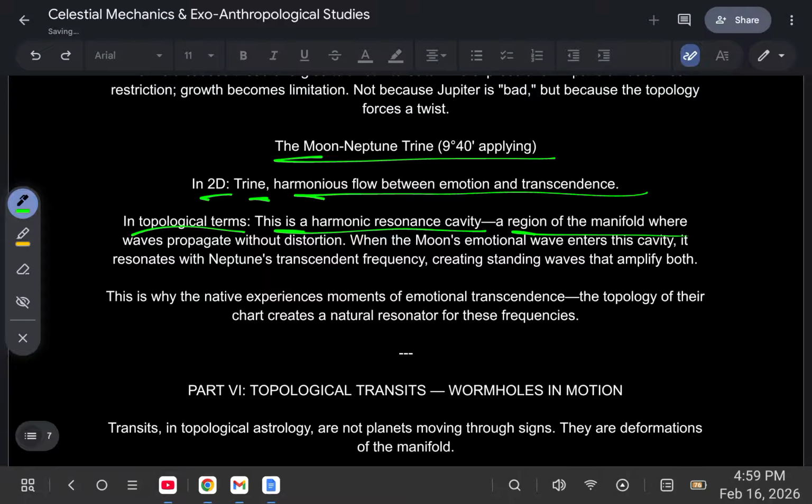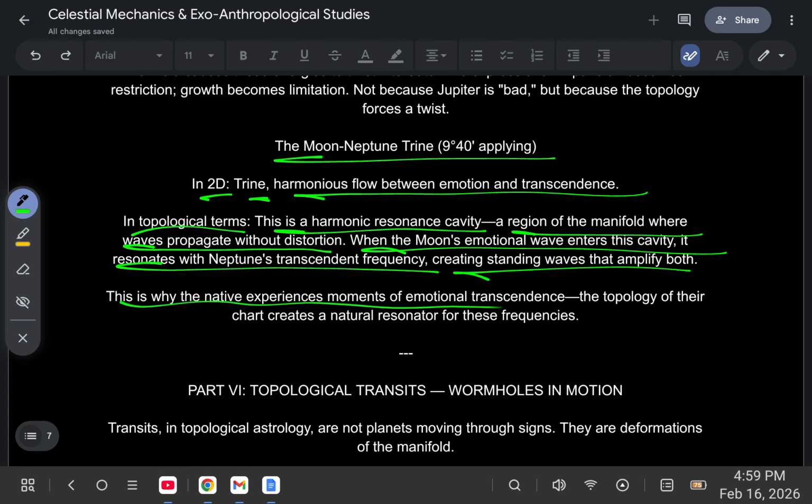When the Moon's emotional wave enters this cavity, it resonates with Neptune's transcendent frequency, creating standing waves that amplify both. And this is why the native experiences moments of emotional transcendence. The topology of their chart creates a natural resonator for these frequencies.